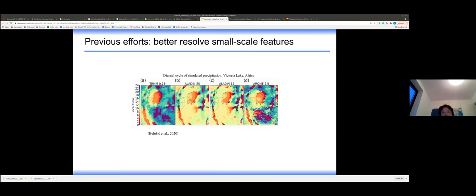Here the observation is at around 25 kilometer resolution, also from TRMM. We can see that for the lake, the peak time of precipitation during a day is usually in the morning. And for the land here, the peak time is in the midnight. We can regard this as the observation. But for the coarse resolution, almost the same resolution as the observation, at 25 kilometers, the picture is very different. And even though we increase the resolution to 12 kilometers, it doesn't help that much.